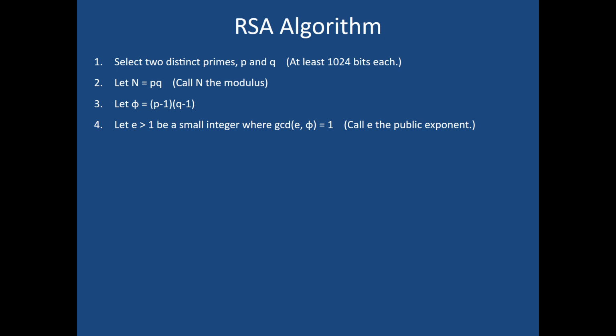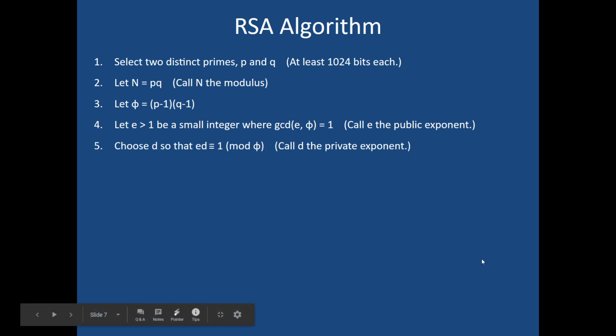So there's our GCD algorithm. So basically, you just go through some small integers till you find one that works. Then you choose another integer d, such that e times d is 1 mod phi. In other words, their inverse is mod phi. So what algorithm would we use there?